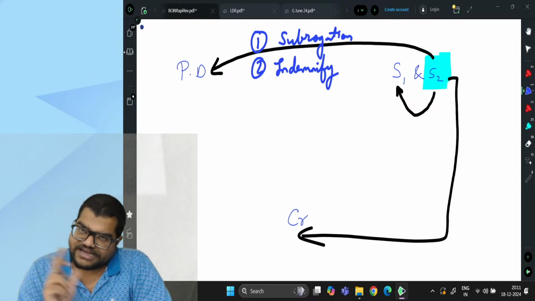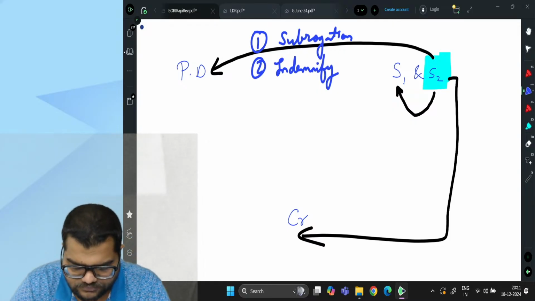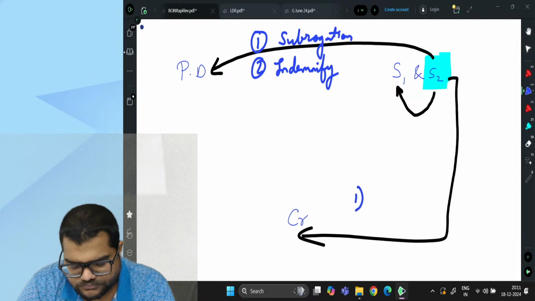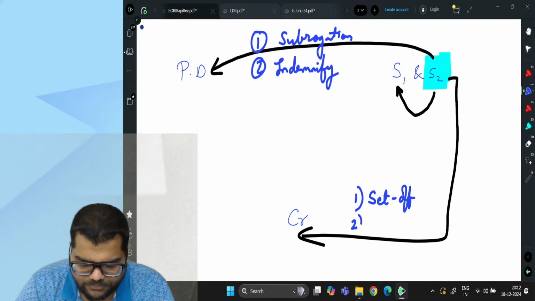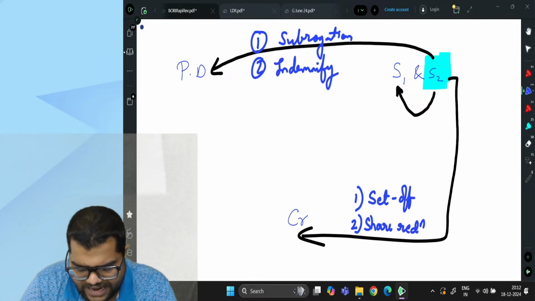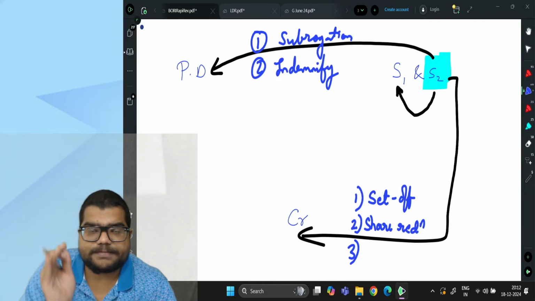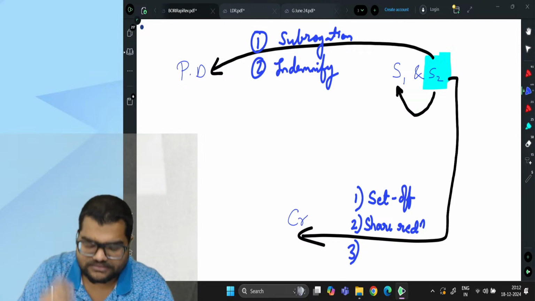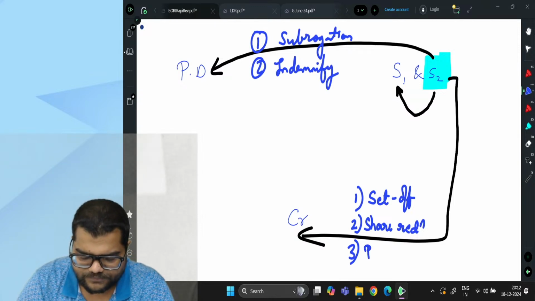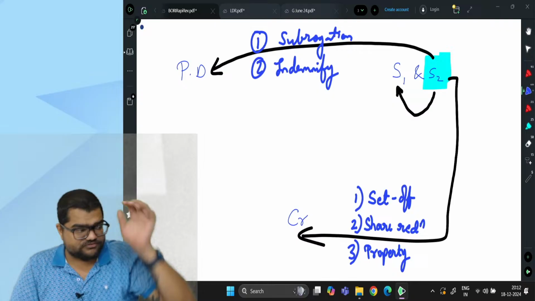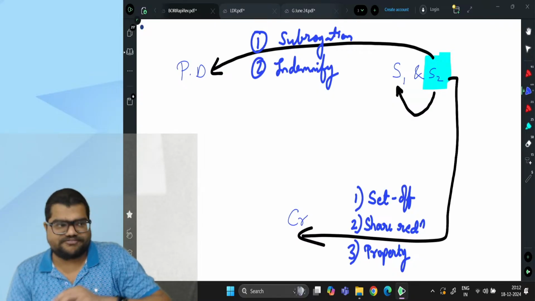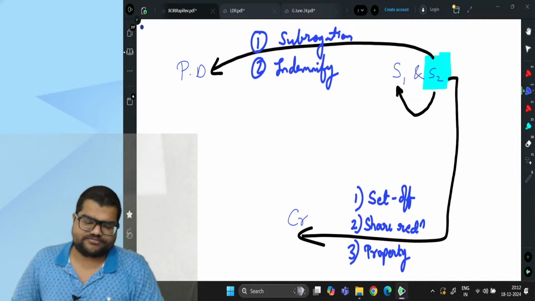If I talk with respect to the creditor, we have basically 3 points. Number 1, set off. Number 2, share reduction. And number 3, benefit from the property that was given by the principal debtor to the creditor. So I'll basically write property. I'll explain each of the points. Right now I'm just trying to tell you the brief of the whole topic that we have.